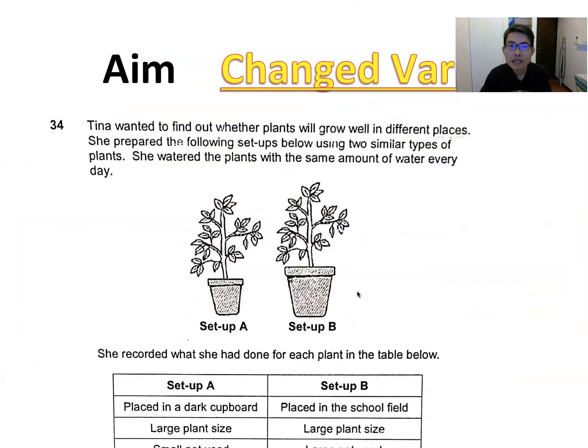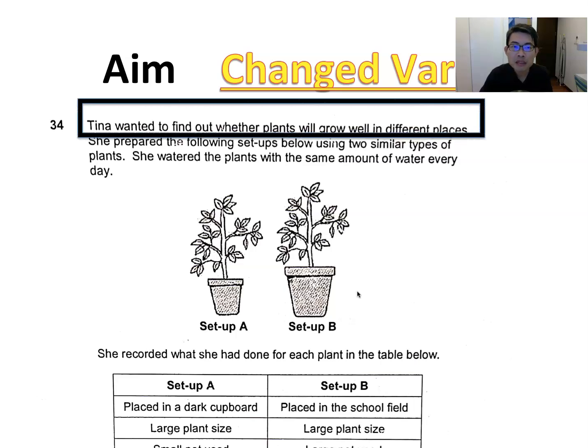Now, let's look at what is aim and change variable. By now, I'm very sure all of you can identify the aim of an experiment easily. There are certain words that tell you which is the aim. For example, Tina wanted to find out whether plants will grow well in different places. That already tells you this is Tina's aim. But let's be more specific and go into what is a change variable. By pairing up this identification of aim and change variable, it will help you understand the question so much more.